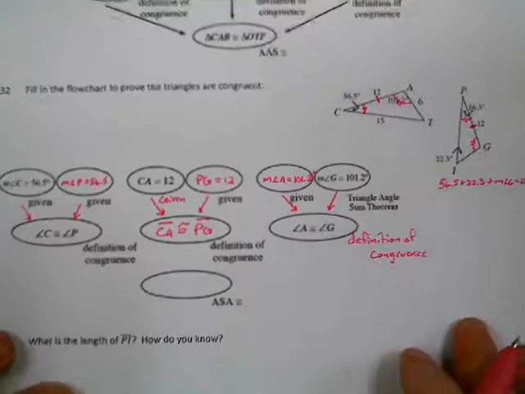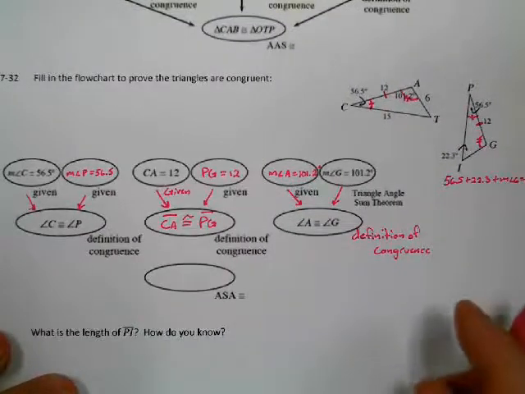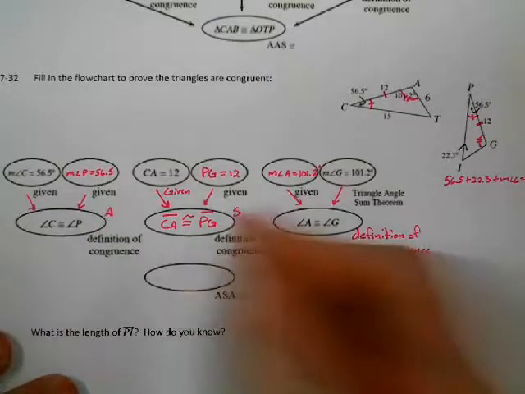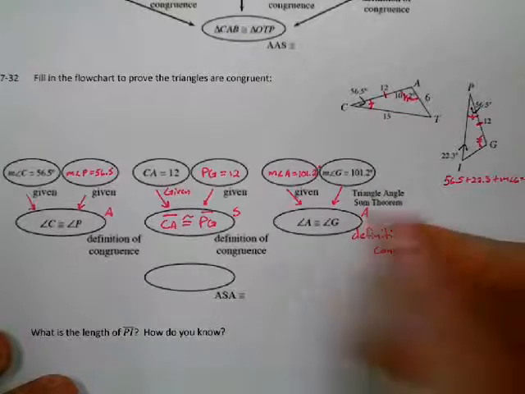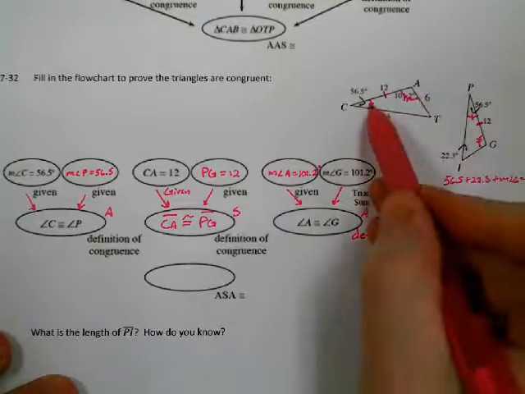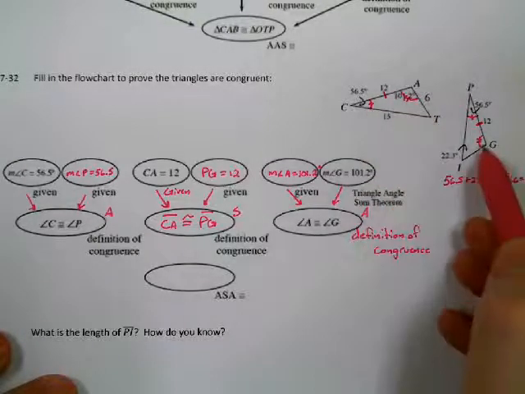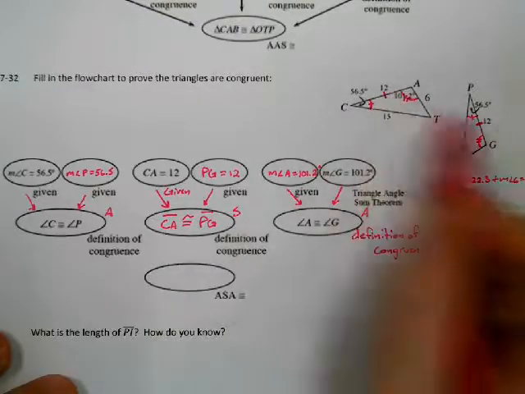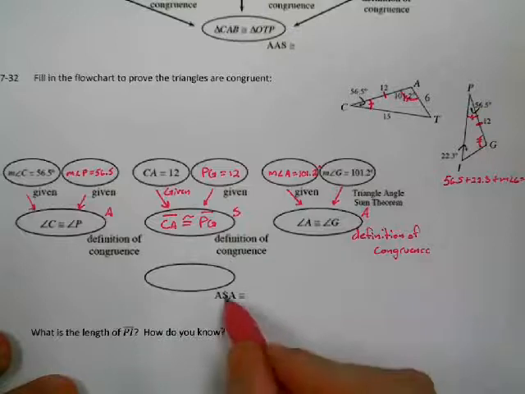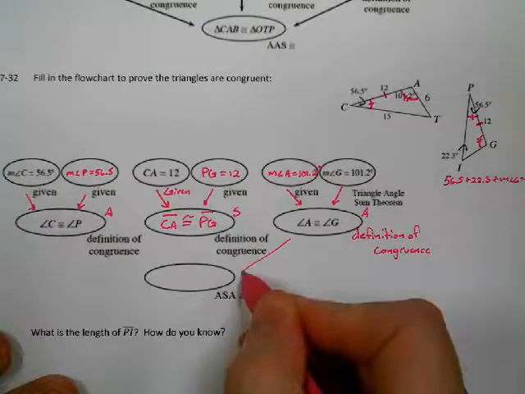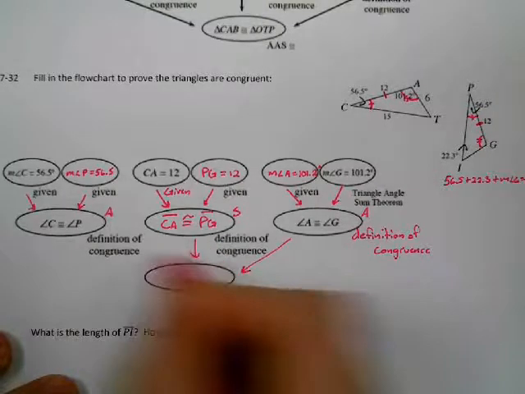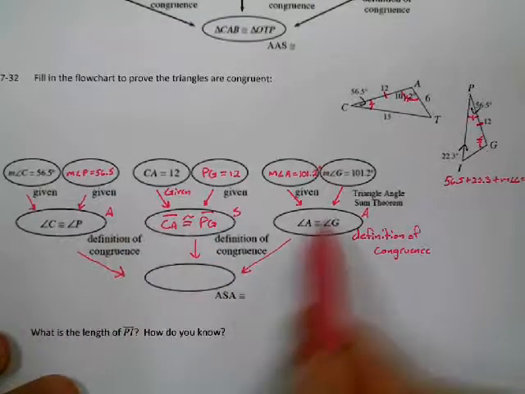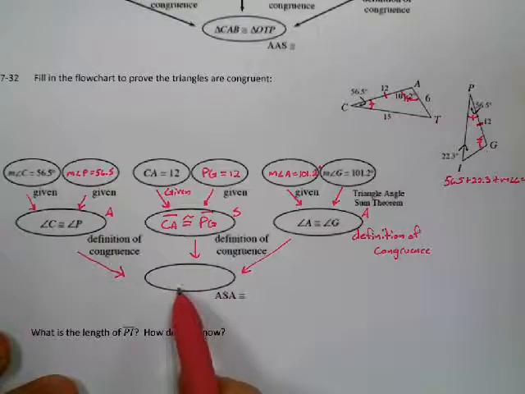All right, so what do I have so far? I've got an angle here, I've got a side here, and I've got an angle here. Angle, side, angle. The side is included, it's right in between. Angle, side, angle. See, that's what I was proving the whole time. So now I can show that these three things are being used to prove what? The triangles are congruent by angle, side, angle.